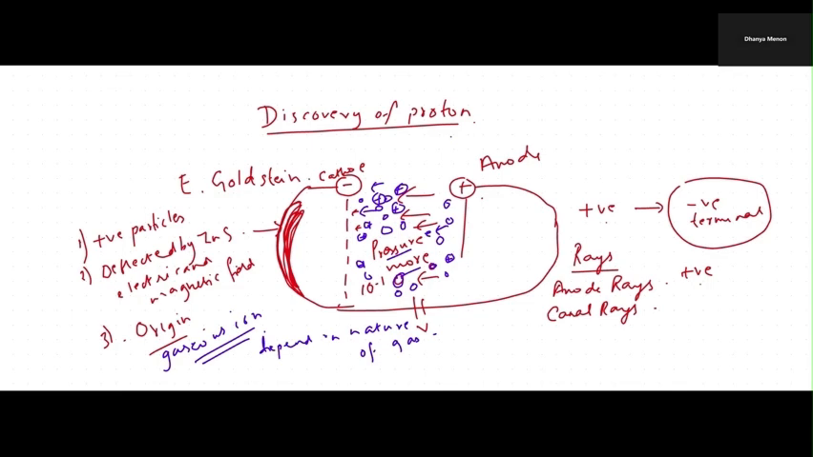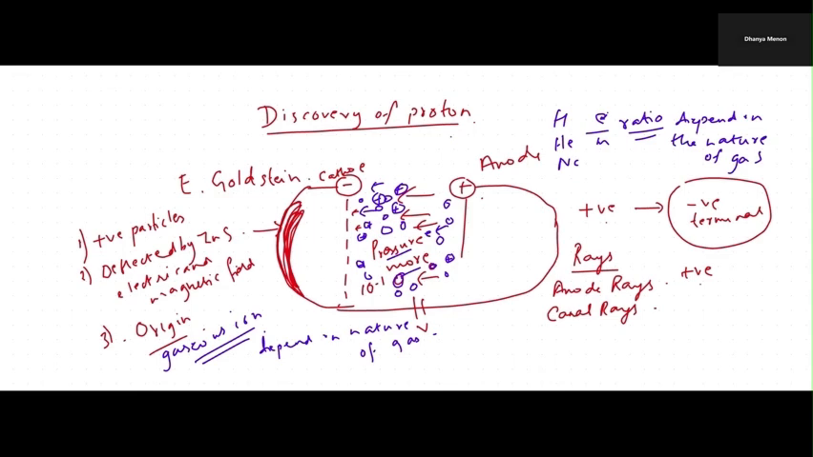For example, hydrogen is very small. Helium is a bit bigger than that. Neon is bigger than helium. So that means as the size increases, the nature also changes. So here also, if we take the e/m ratio, that depends on the nature of the gas.